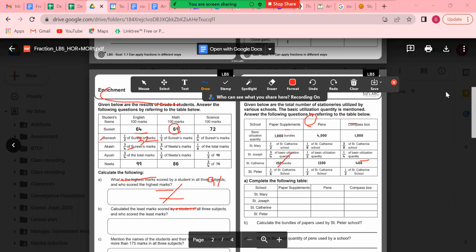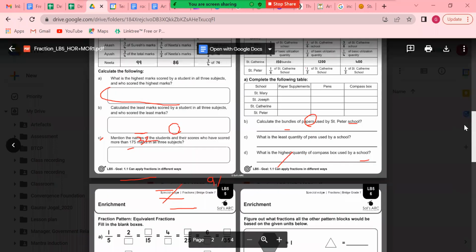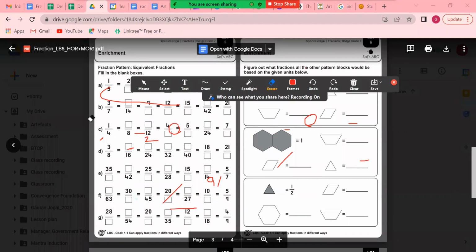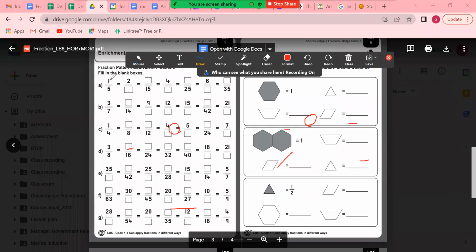Okay, this is similar. If I go down, here you have to fill the pattern. You have to see here, 1 by 5 is equal to 2 by, so 1 is becoming 2, so we have multiplied by 2, right? 1 into 2. Now 5 also has been multiplied by 2. 5 twos are how much? 10. So this will become 10, right?